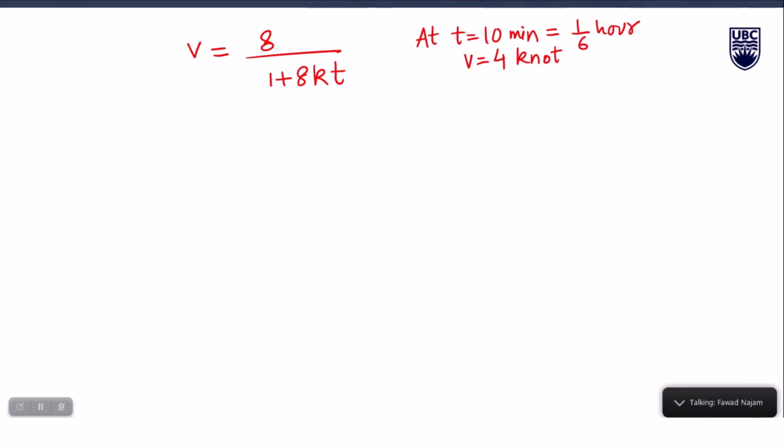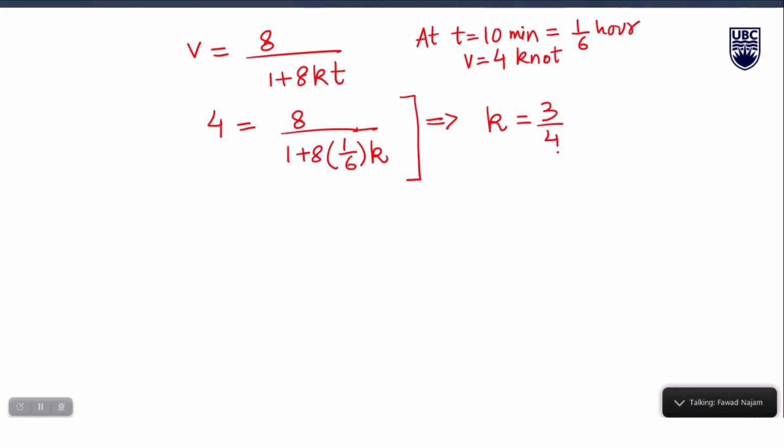So therefore, when I put 4 here, 4 knots is equal to 8 over 1 plus 8 multiplied by t, which is 1/6, multiplied by k, right? So this application of this additional information can help me in determining what k is, and when you put the numbers in, k will be 3/4, right? So you can see it will cancel out, you can take k on the other side and separate k, it will become 3 by 4.